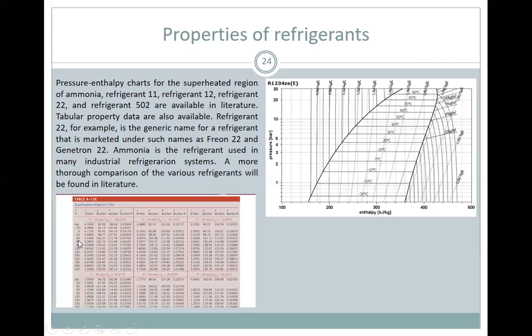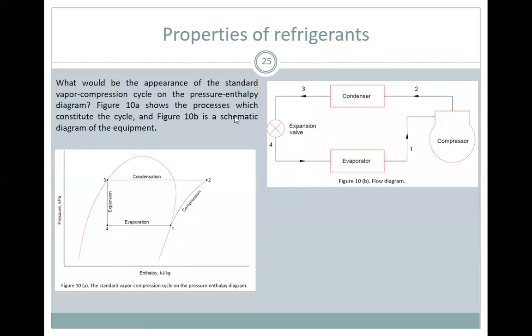And then, for the table, it is simple interpolation. Okay? So, what would be the appearance of the standard vapor compression cycle on the pressure enthalpy diagram? Figure 10A shows the processes which constitute the cycle. And figure 10B is the schematic diagram of equipment, or the flow diagram. Is the direction correct? Yes. 1, entering the compressor, 2, 3, 4. So 1, 2, 3, 4.